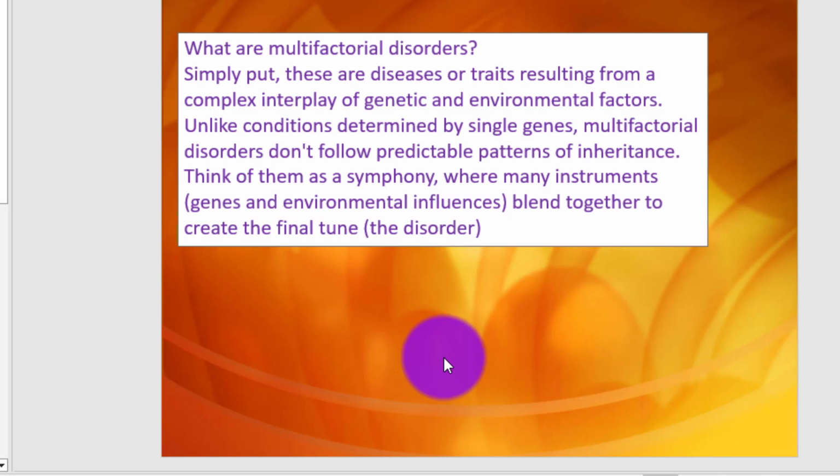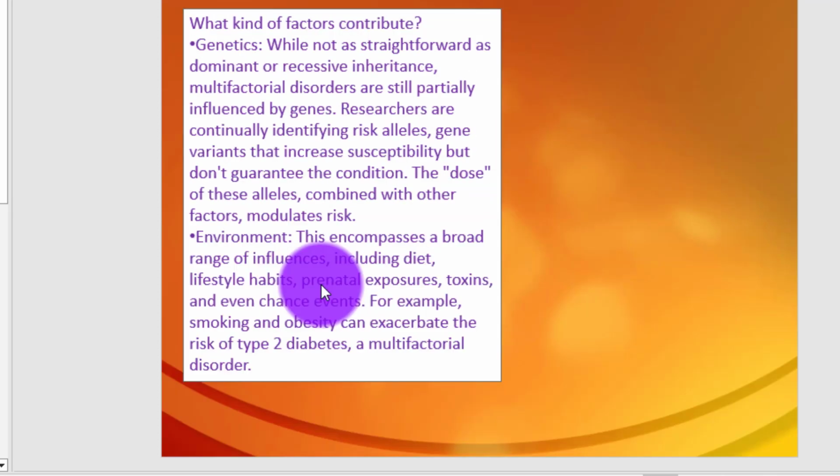What are multifactorial disorders? Simply put, these are diseases or traits resulting from a complex interplay of genetic and environmental factors. Unlike conditions determined by a single gene, multifactorial disorders don't follow a predictable pattern of inheritance. Think of them as a symphony where many necessary elements, gene and environment elements, blend together to create the final tune, the disorder.